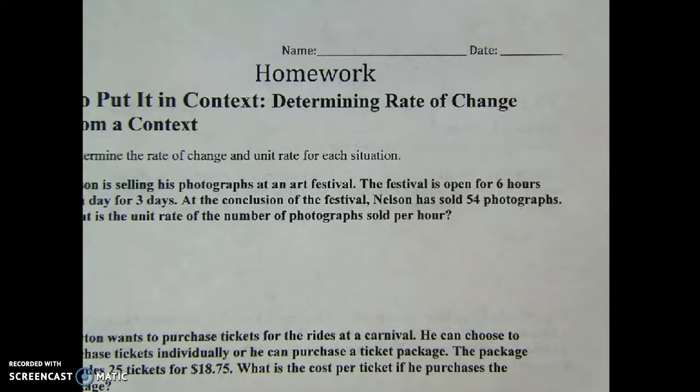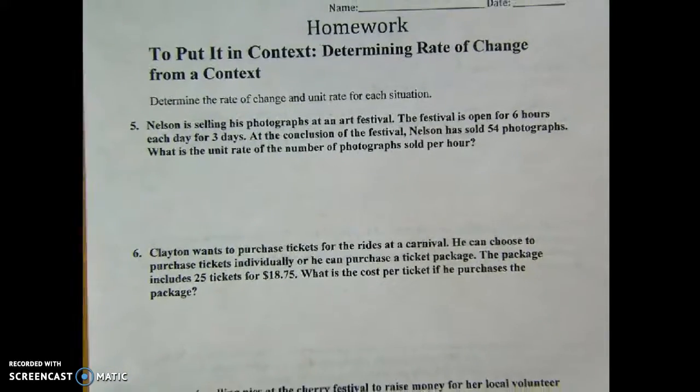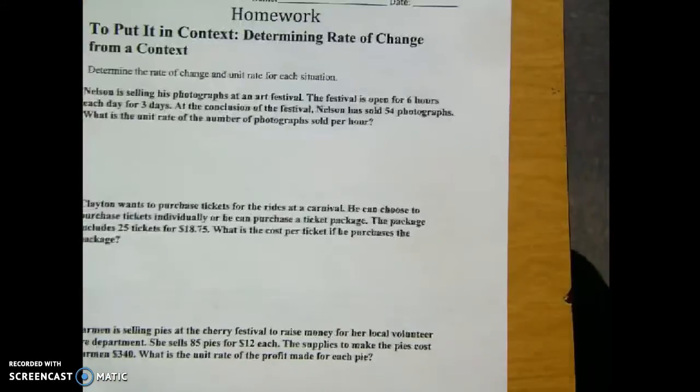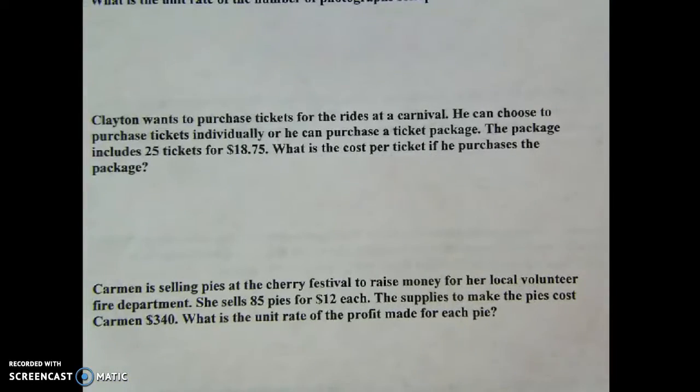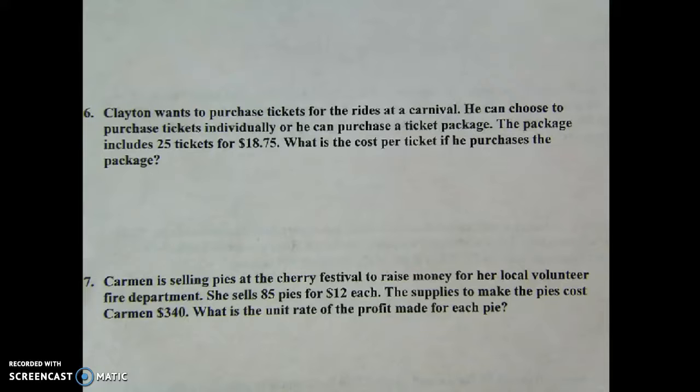So basically this is just one homework help problem. This is day 2 of rate of change from a context. And the one I'm going to do is number 7, because number 7 is pretty tricky. There's a lot more going on than just finding rate of change and unit rate. For this one on number 7, you're also talking about profit.